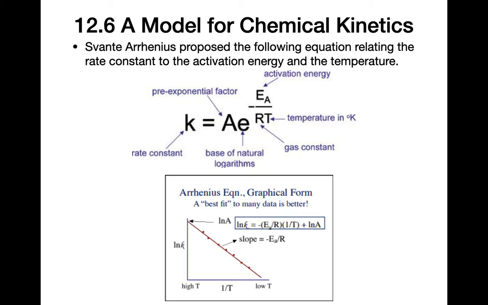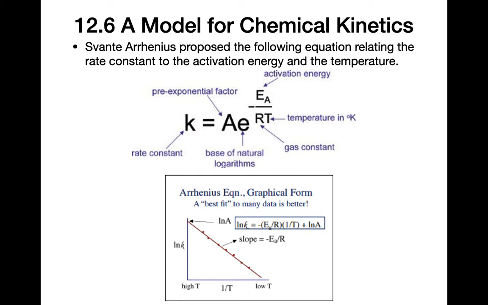Now, you can do experiments at different temperatures and measure the k values. Remember, we can graph them. We can find k by finding the slope of the straight line. You can graph the natural log of k as a function of 1 over T, the reciprocal temperature. That's because if you take the natural log of both sides of this equation and do some algebraic rearranging, you get the formula: natural log k equals negative E sub A over R times the quantity 1 over T, plus the natural log of A.